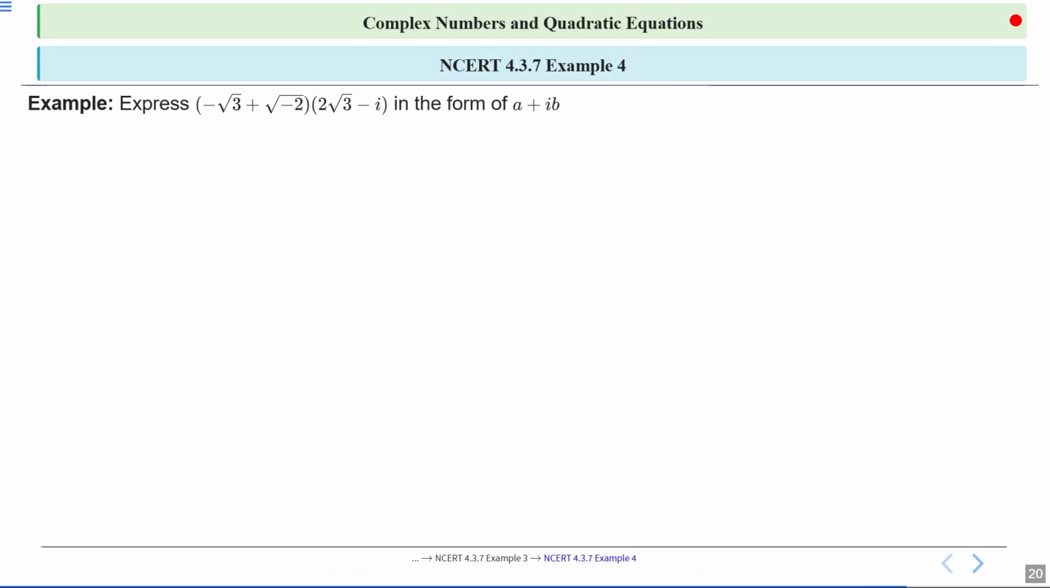Now let's look at example 4. Here in this example we have to express minus 3 minus square root of 3 plus square root of minus 2 times 2 times square root of 3 minus iota in the form of a plus iota times b. So first of all, try it yourself and then see the solution.